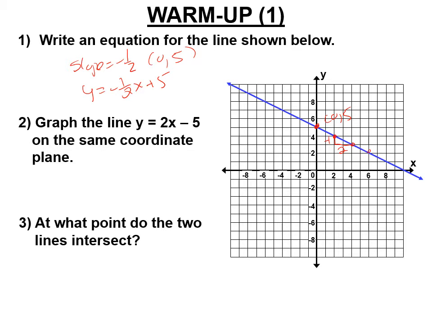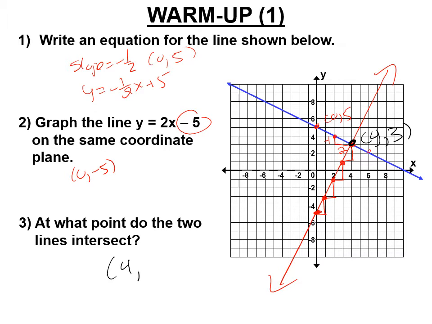Now we're going to graph the line y equals 2x minus 5 on the same coordinate plane. So the y-intercept is 0, negative 5. The slope is 2, so over 1, up 2. I'm going to do that one in red. And where do the two lines intersect? That's what you're going to be finding in every problem in this unit. Well, the two lines intersect right there at the point 4, 3.